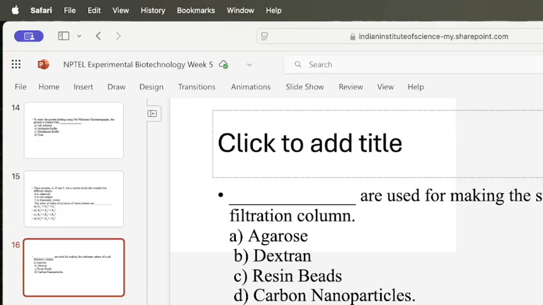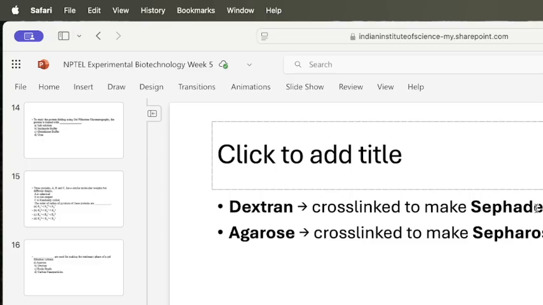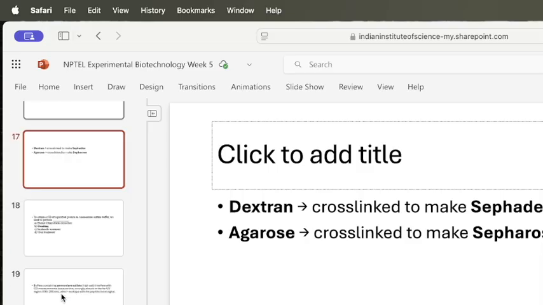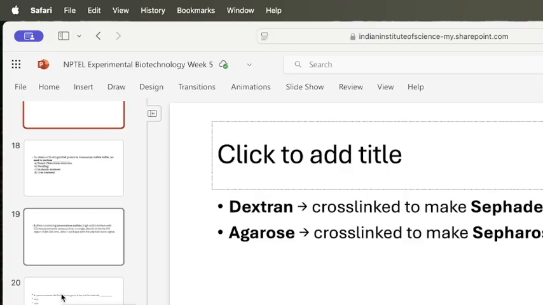Okay, so for the stationary phase of the gel, we can either use agarose or dextran beads. We will not be able to use resin beads. Resin beads are nothing but these that contain your nickel NTA and so on, and definitely not carbon nanoparticles. So depending on what is used, we get Sephadex if it's dextran and Sepharose if it is agarose. These are the two common kinds of columns that people use for protein gel filtration methods.